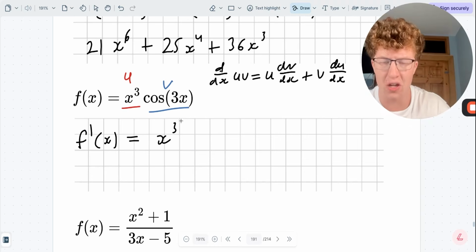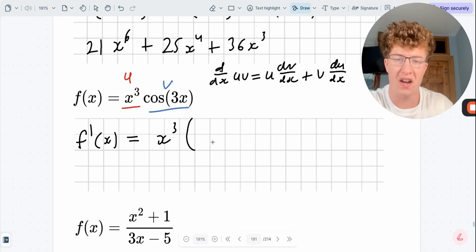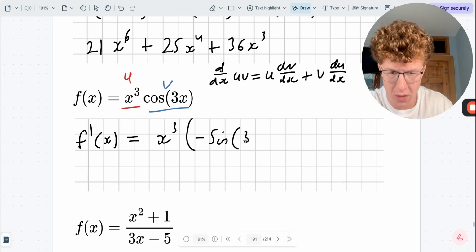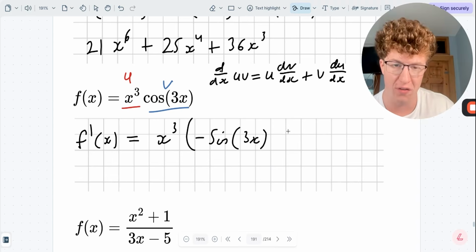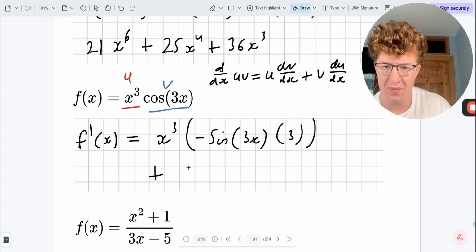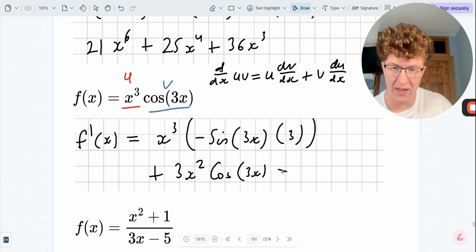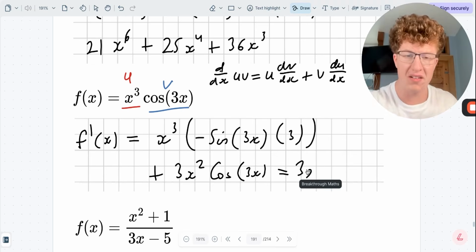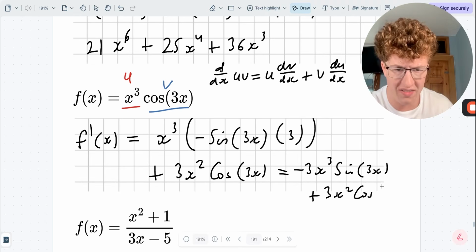So I'll call here f prime of x is equal to, so I'm going to leave the first guy, x cubed, then I'm differentiating cos of 3x. So the derivative of cos is going to be minus sine of 3x. But remember, it's a 3x inside here. So then I also have to differentiate the 3x. So that's going to give me 3 left over here. And then I'm going to add, we're going to differentiate the first guy now. So it's going to be 3x squared, take 1 off the power, times the original guy, cos 3x. Then simplifying that, it's going to be minus 3x cubed sine of 3x plus 3x squared cos of 3x.